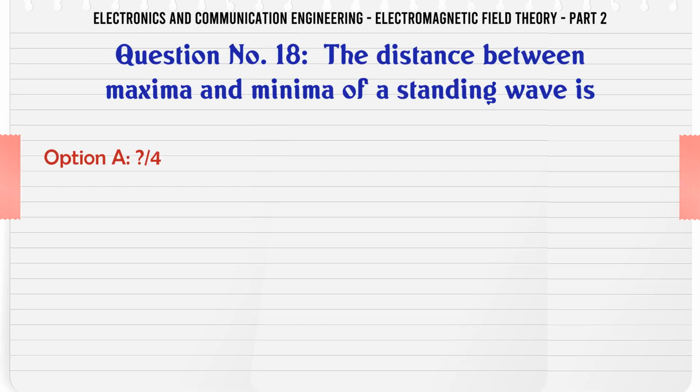The distance between maxima and minima of a standing wave is A. λ/4, B. λ/2, C. λ, D. 2λ. The correct answer is λ/4.